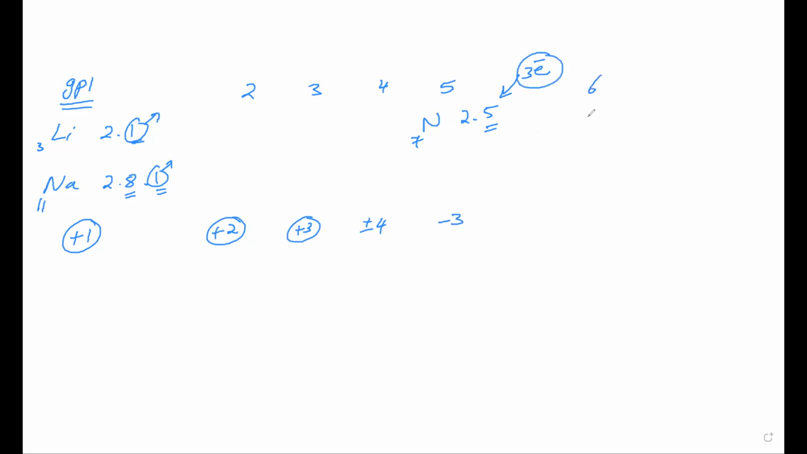For group 6, like in the case of oxygen, it is 2 and then 6. That's why it has 6 electrons in the outermost shell. It's present in group 6. It's less energetic to gain 2 electrons than to lose these 6 electrons. That's why it has a -2 charge. All group 6 will have a -2 charge. For group 7, they will gain an electron. That's why they have a -1 charge.